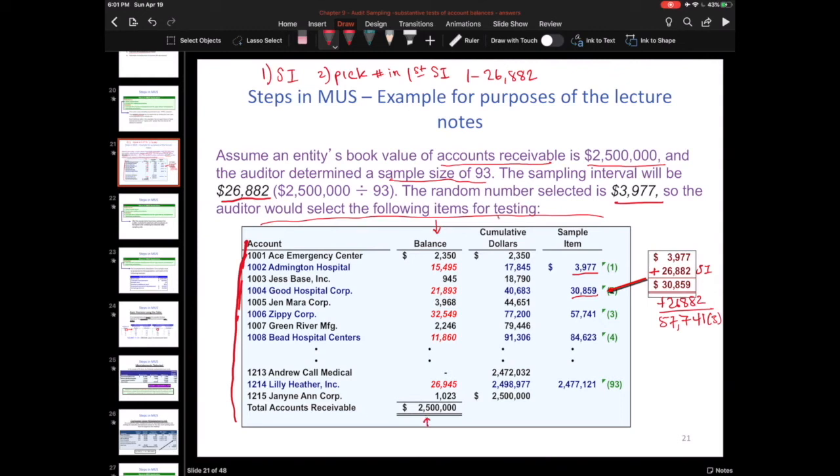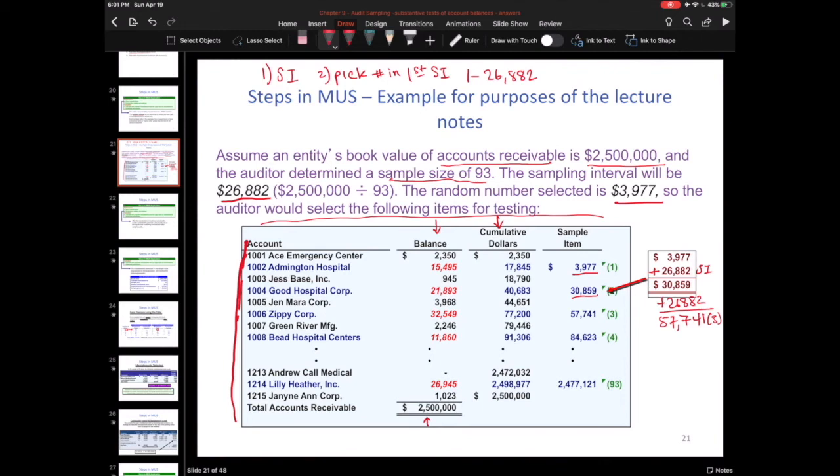This cumulative dollars column is kind of the key here, and it confuses some people, so I want to discuss it slowly. I apologize if you're already way ahead and understand the cumulative dollars column, but it always trips some people up, so I'm going to just take a minute.